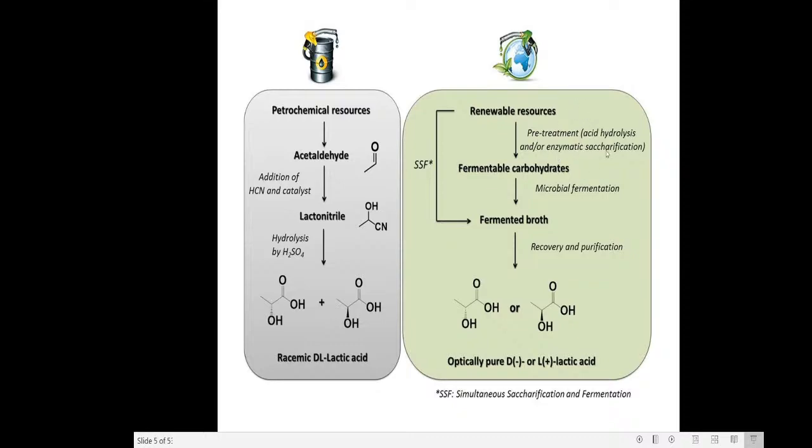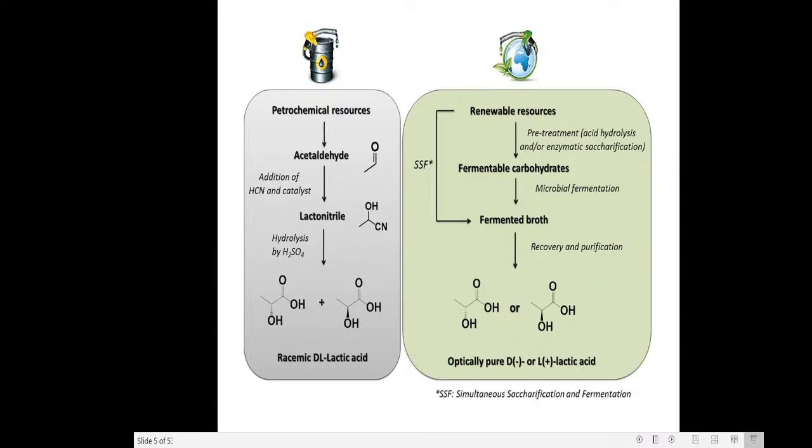Pre-treatment means acid hydrolysis. The pre-treatment step in fermentation is very, very important. Pre-treatment means substrate preparation. For substrate preparation, they add acid for acid hydrolysis or do enzyme saccharification. Acid hydrolysis breaks down the hydrogen bonds between the polysaccharides, because without carbohydrate we can't do any experiment. So we add acid to hydrolyze and break down the polysaccharides, because microbes are not able to take the whole polysaccharides.